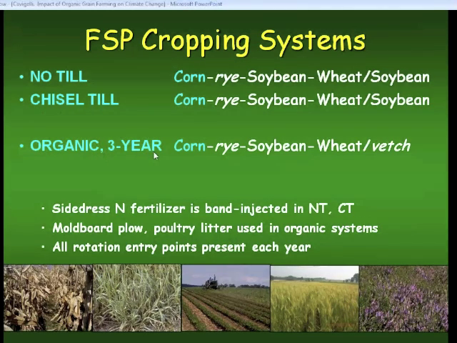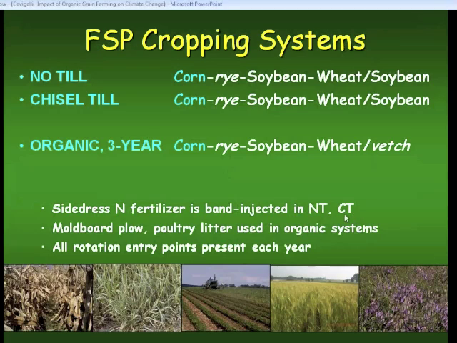Each of these systems is actually a three-year rotation, in that the first year is corn, followed by a rye cover crop. Second year we have soybeans, and then we plant a winter cover crop, a winter wheat crop. And then we follow that in the third year after wheat harvest with vetch in the organic system. This is hairy vetch, shown down here, used as a nitrogen source for the following corn. In the two conventional systems, after we harvest the wheat, we plant a double crop soybean. So there's four crops really in 3 years there, four cash crops, five if you include the rye crop here.